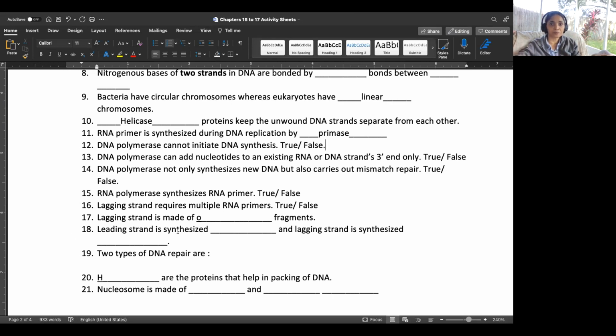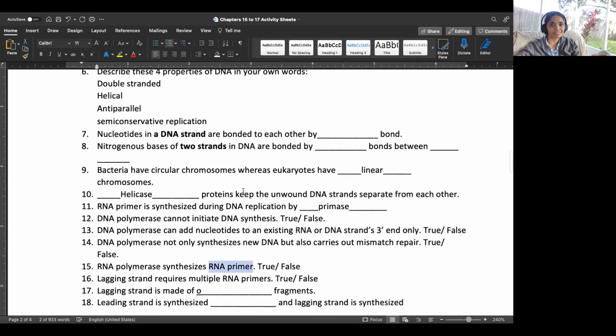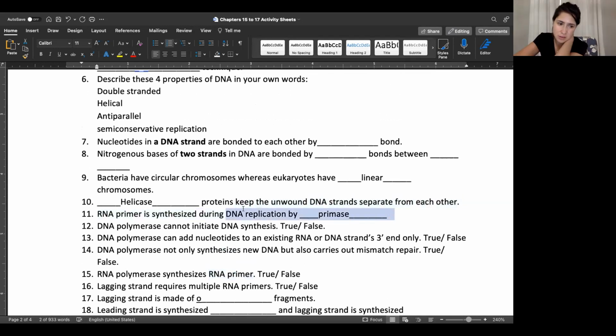Continue, Brittany. Okay. 14, DNA polymerase not only synthesizes new DNA, but also carries out mismatch repair. That one's true. RNA polymerase synthesizes RNA primer. True. Huh? I just said, oh, that's DNA. Okay. What synthesizes RNA primer? The primase. Yeah, I mentioned it. It is just a different way of phrasing the question.